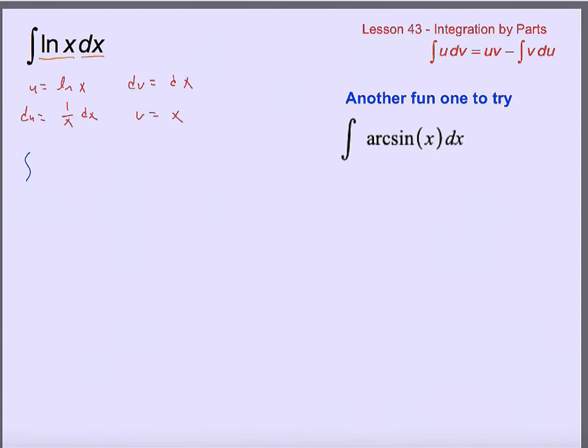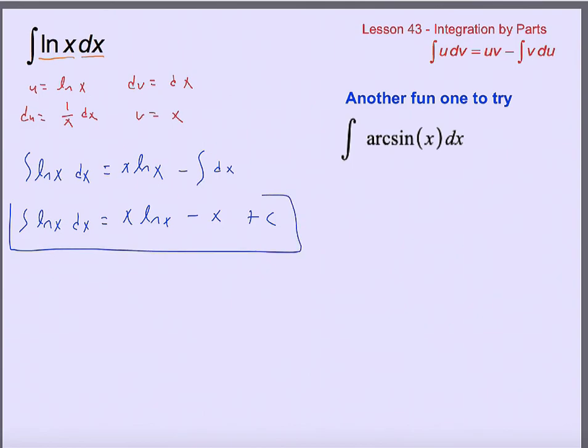So we can set this up as the antiderivative of the ln of x times dx, that's our u dv, equals uv minus the antiderivative of v du. Well, look what happens when we put the v and the du next to each other. The x times 1 over x cancel out, and we're just left with dx. And so we can take that last term and just rewrite it as the antiderivative of dx, which is just x. And so the antiderivative of ln of x dx is x ln of x minus x plus c.